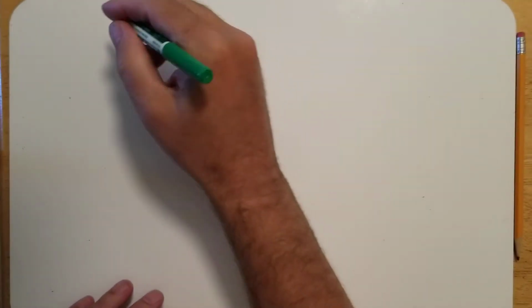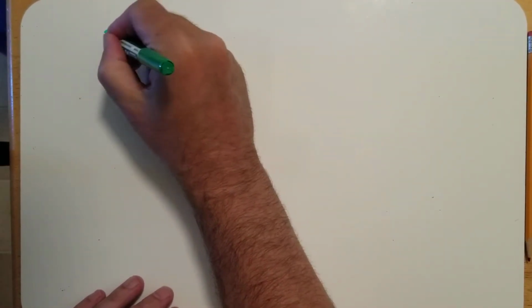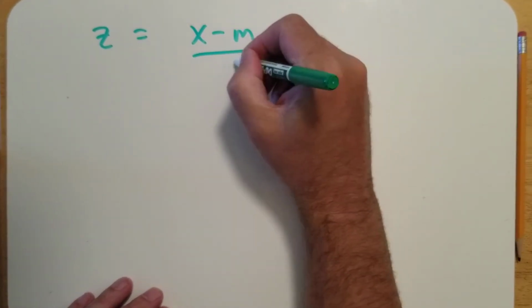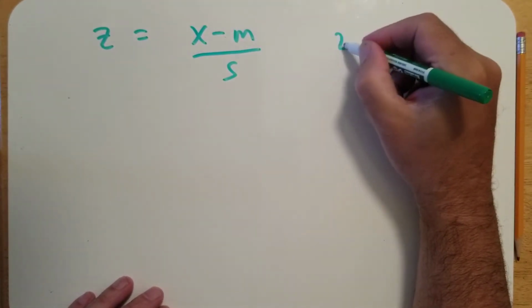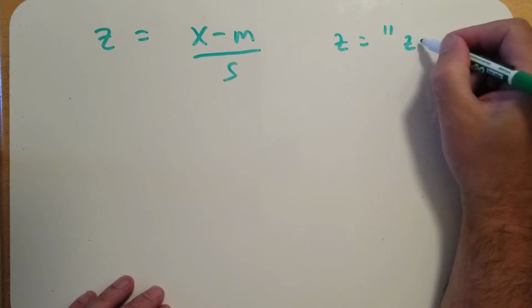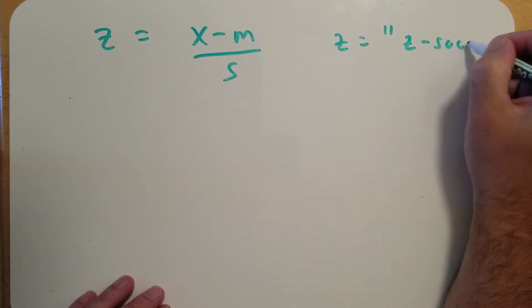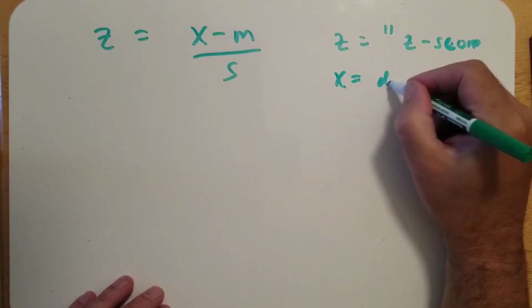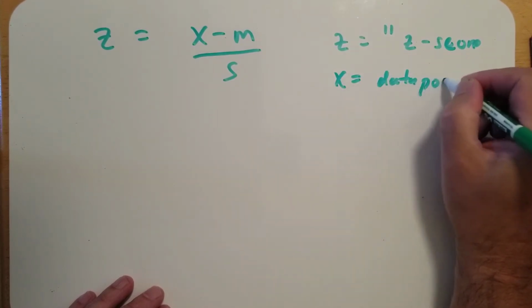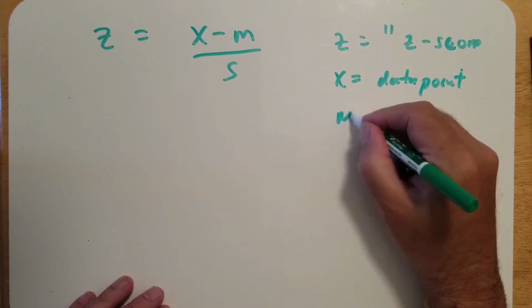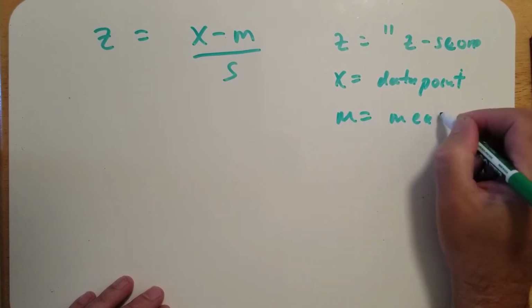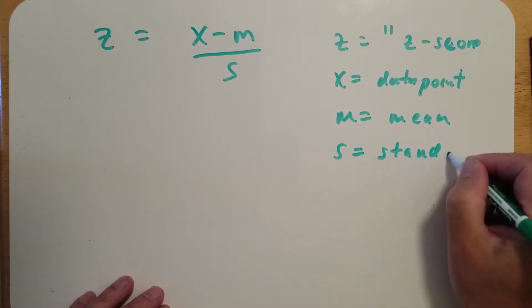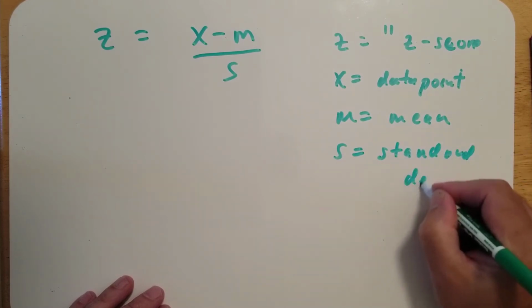Okay, I want to give an example of an equation that's used in statistics, z equals x minus m over s. Z is what they call a z-score, x is a data point, m is the mean, and s is a standard deviation. All these things will be explained in a stat class.